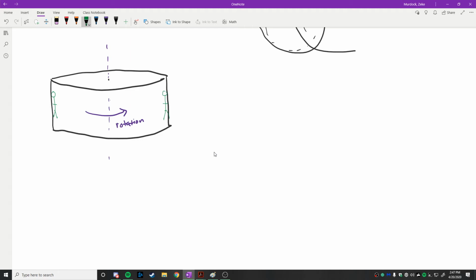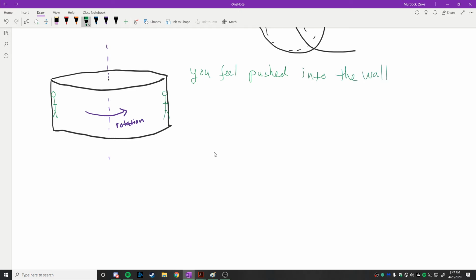And what do you notice when you ride in a ride like this? What do you feel as the object starts to spin faster and faster and faster? What do you feel on your body at this location here? You feel being pushed into the wall. That's right, that's exactly it. You feel pushed back into the wall.